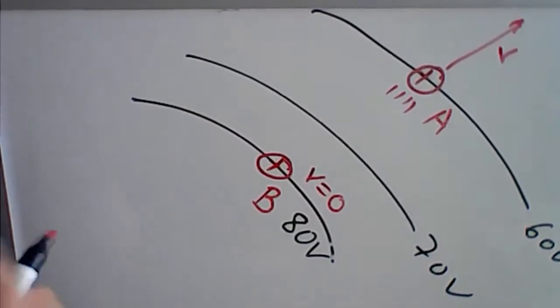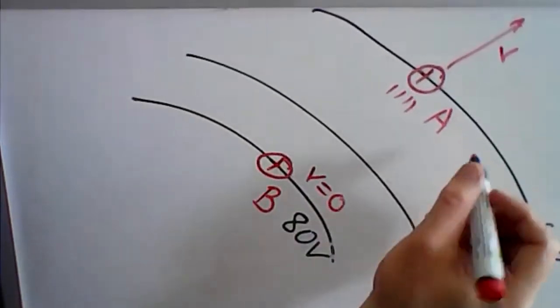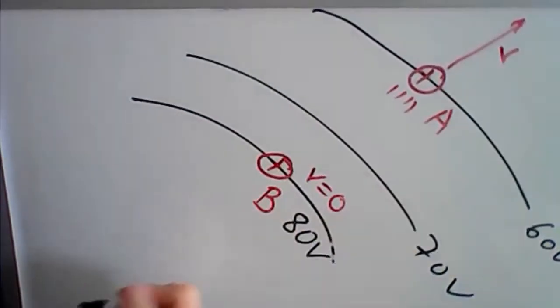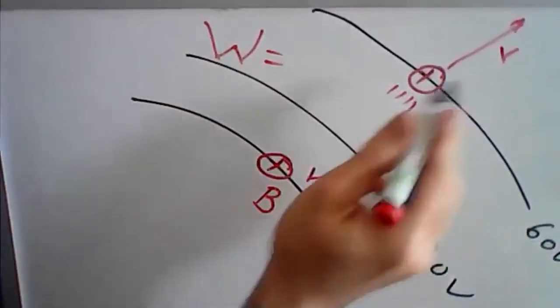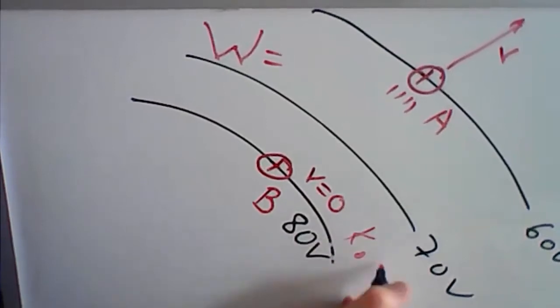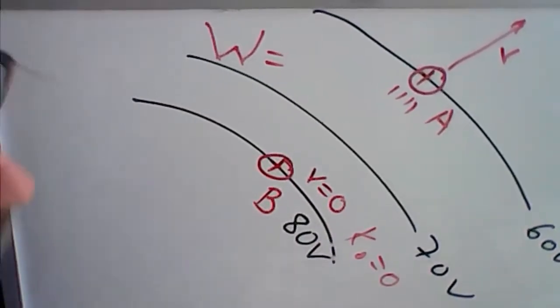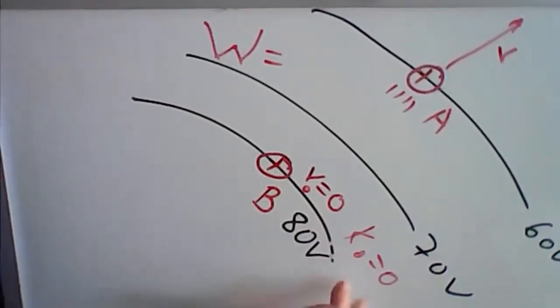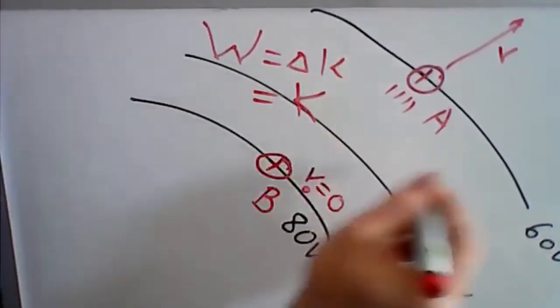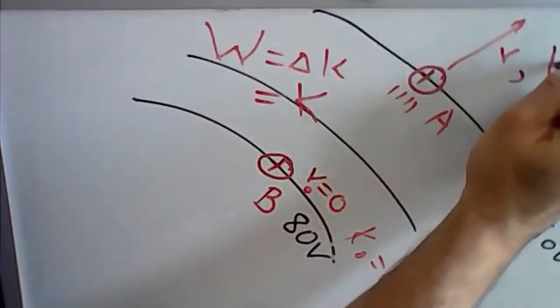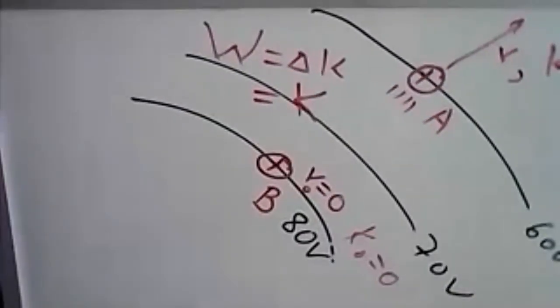Good. So we can say that the work done here is equal to the kinetic energy change. And because the initial kinetic energy is 0, right? V0 is 0, K0 is 0. So work done is delta K, but it's also equal to K. It has K here. So it is moving. Makes sense. Whoopsie.